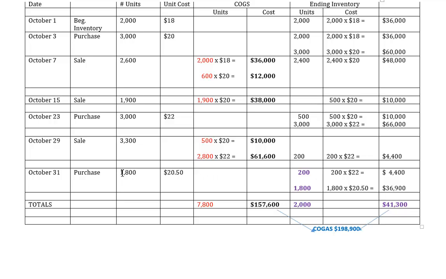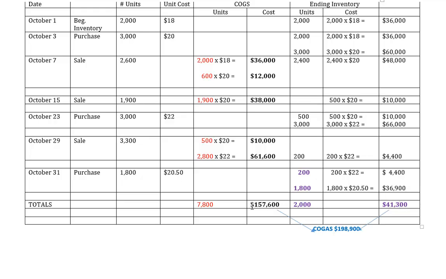But if we bought 1,800 more on October the 31st, those 200 plus these 1,800 are going to give us 2,000. But what's the cost of them? Don't forget, these 200 are in inventory at $22 a piece because they are from the October 23rd purchase, right, up here. And the 1,800 are what we just purchased on October the 31st, which are sitting in our ending inventory at $20.50. So if we add together these two amounts for ending inventory, we're going to get $41,300.